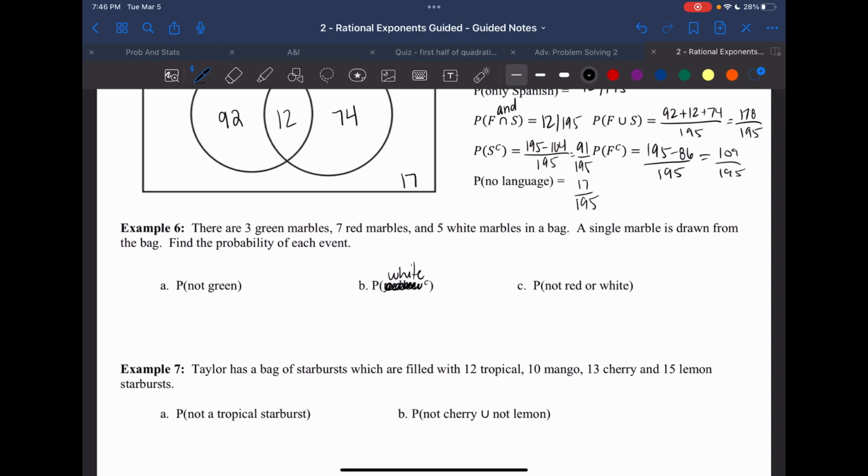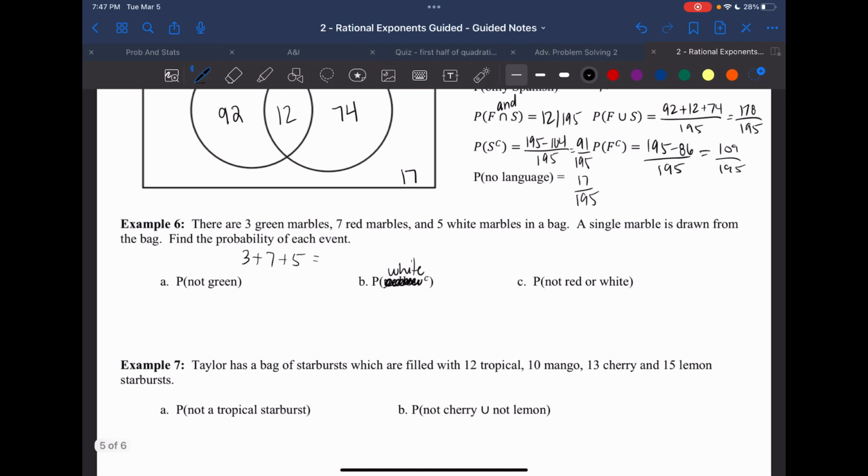There are 3 green marbles, 7 red marbles, and 5 white marbles in a bag. A single marble is drawn from the bag. Find the probability of each event. So probability of not green. So first we should total up the number of marbles. So 3 plus 7 plus 5 equals 15 marbles. So probability of not green would just be 7 plus 5, which is 12, out of 15, which you could reduce to 4/5.